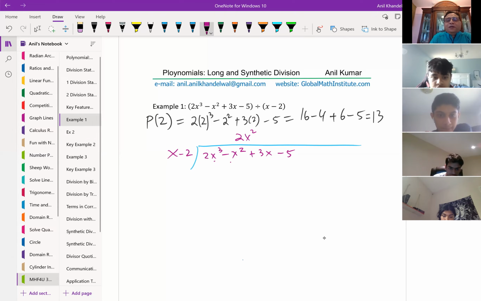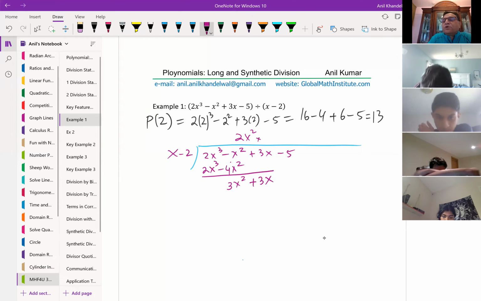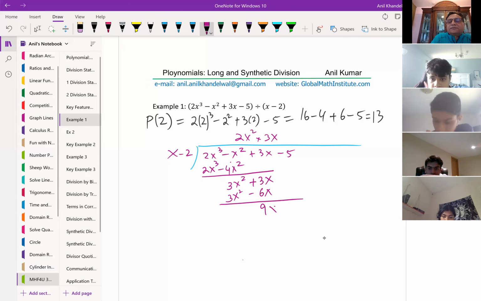So now you'll multiply x minus 2 by plus 2x squared. So what you get is 2x cubed minus 4x squared. Is that clear? Then we take away. So when you take away, you get 3x squared, right? Minus 4 becomes plus 4, right? And bring down the next term, which is 3x. Now what should I get in the quotient? 3x, correct? So multiply by 3x: 3x squared minus 3 times 2 is 6. Now if I take away, then I get 9x minus 5. Next, I should be multiplying by 9. That gives me 9x minus 9 times 2, 18. And if I take away, what do I get? I get plus 13. Do you see that matches?